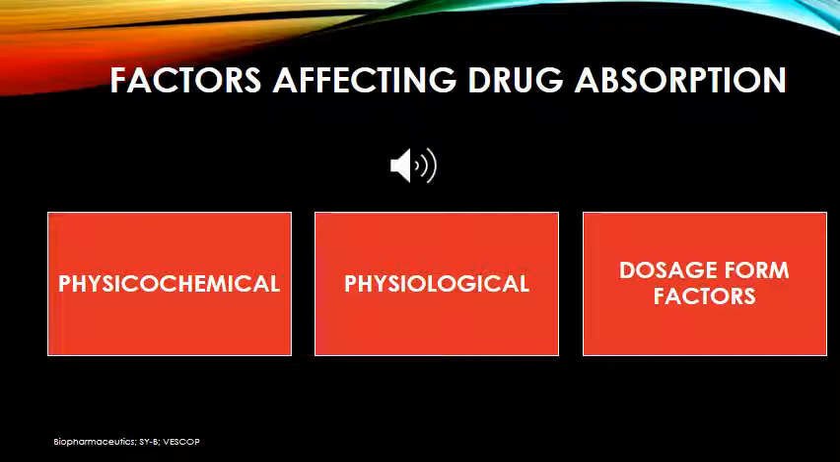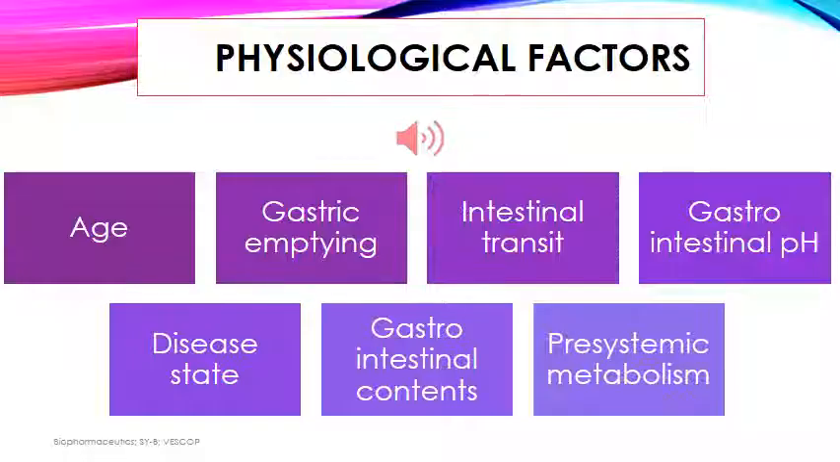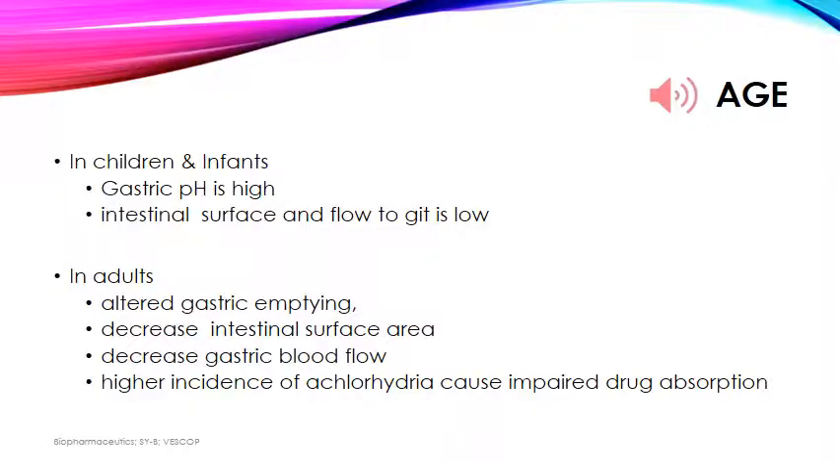The factors which affect absorption are physicochemical, physiological, and dosage form factors. Today, we are going to talk about the physiological factors. The physiological factors include age, gastric emptying rate and time, intestinal transit, gastrointestinal pH, disease state, gastrointestinal contents, and presystemic metabolism. First, let's talk about age.